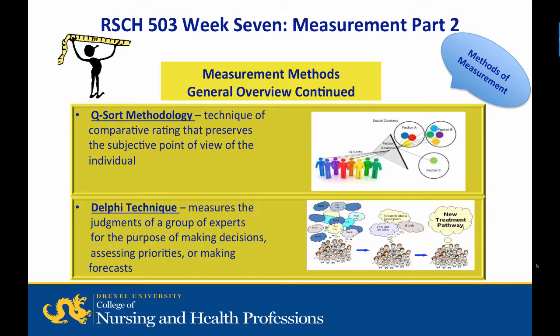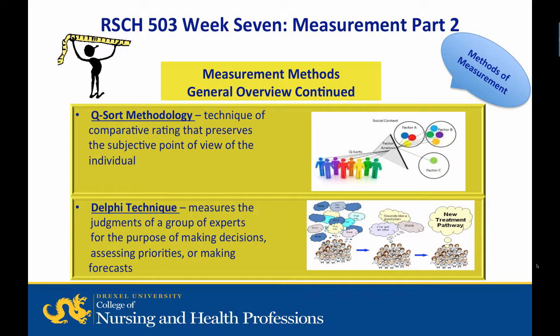Two additional measurement methods include the Q-sort methodology and the Delphi technique. The Q-sort technique is a comparative rating that preserves the subjective point of view of an individual. This technique involves sorting cards with printed phrases on them to categorize the importance placed on these various words or phrases. It can be used to develop a scale.